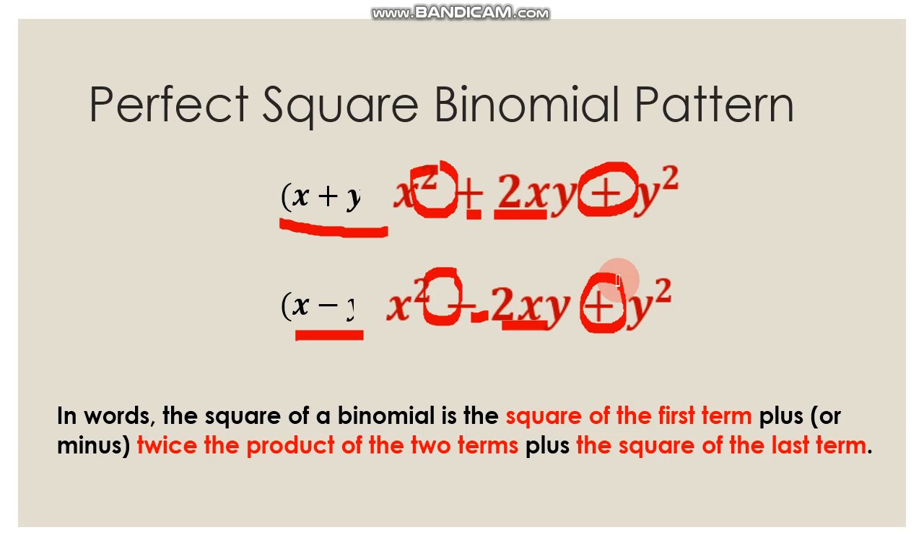Trinomials of the form x squared plus 2xy plus y squared, or x squared minus 2xy plus y squared, are called perfect square trinomials because each is the result after squaring a binomial.